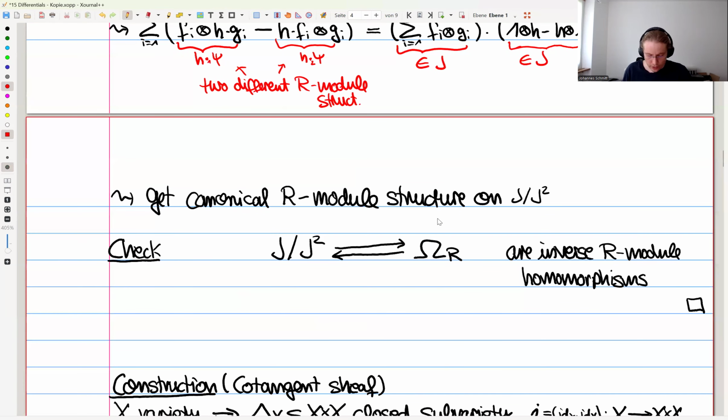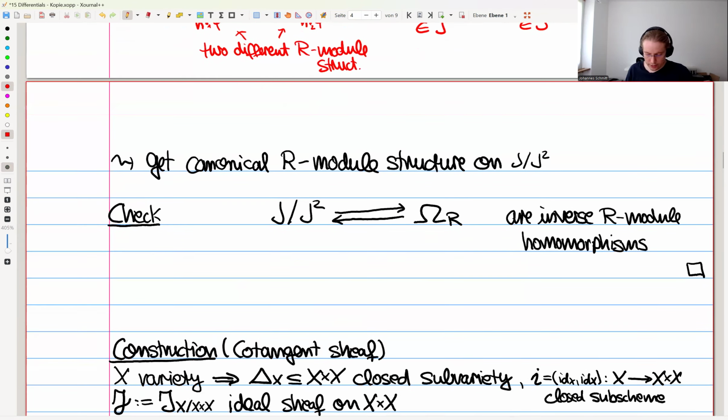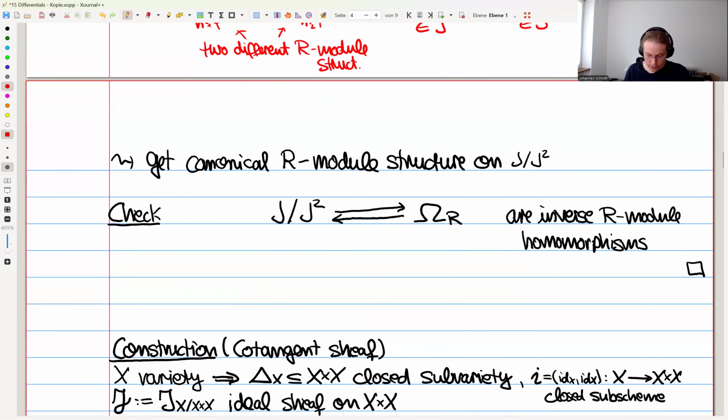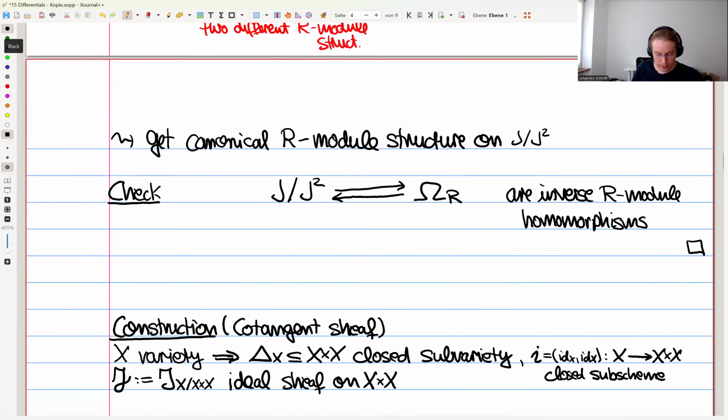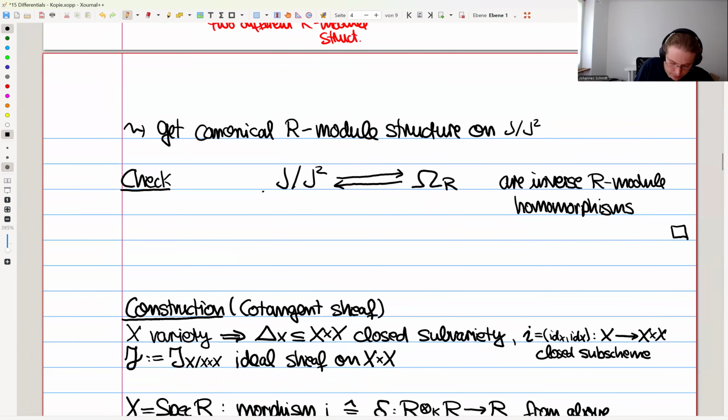This means that we can get a canonical R module structure by taking either one of them. And then we just checked with this R module structure, these two things are isomorphic: this J modulo J squared and the omega R. And for this, we just give maps in the two directions. So one is to take the equivalence class of such an element and then send it to an element of omega R. The correct element to take is f_i times dg_i, and then take the sum over these things.